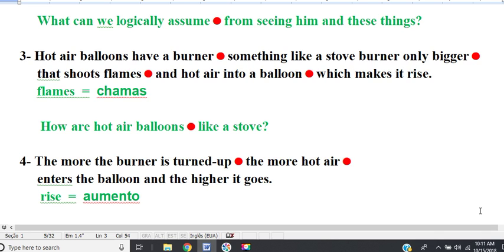Question. How are hot air balloons like a stove? Well, hot air balloons have a burner, something like a stove burner, only bigger, that shoots flames and hot air into a balloon, which makes it rise.